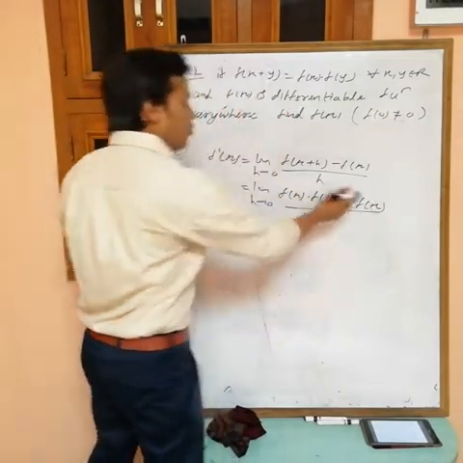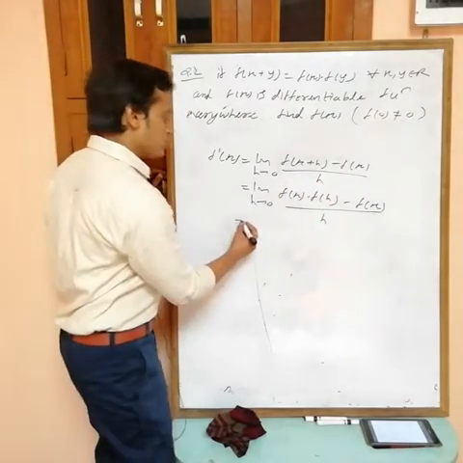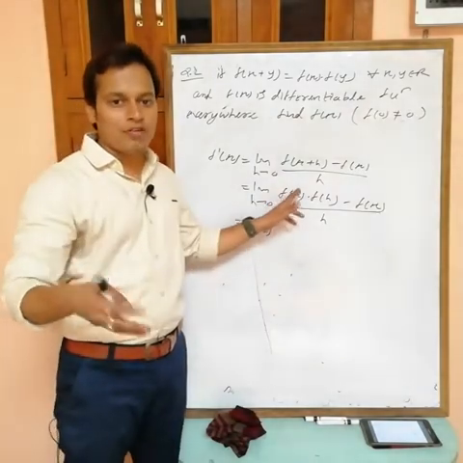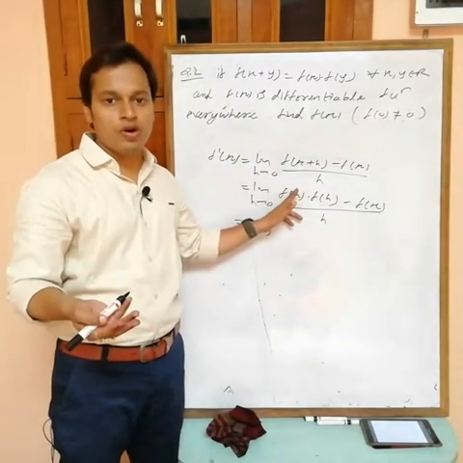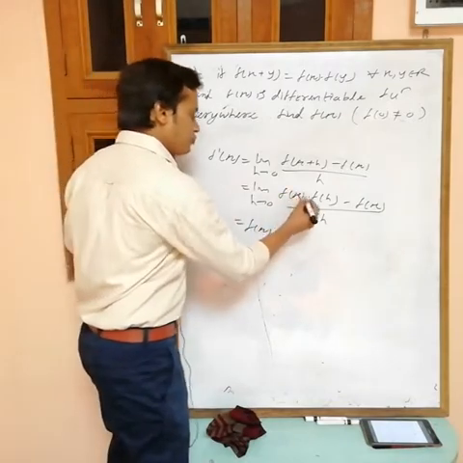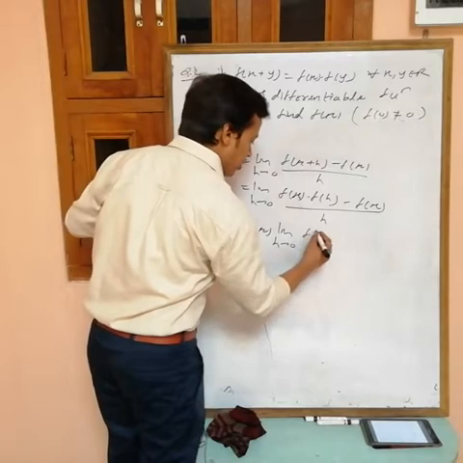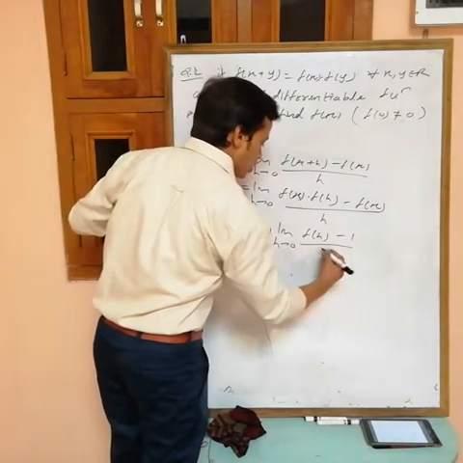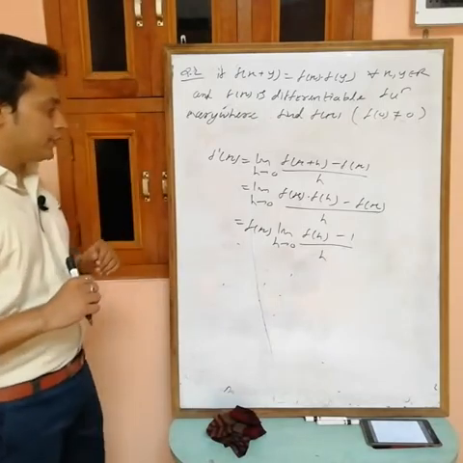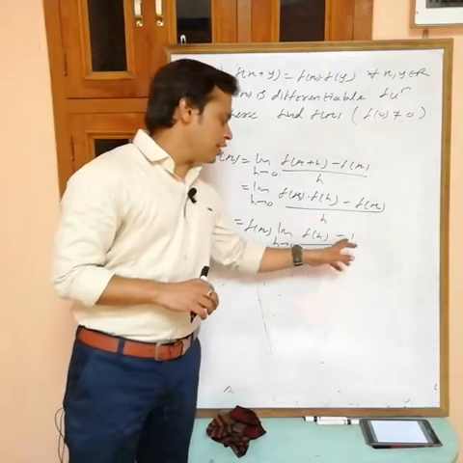In both I have f(x), so I can take f(x) common. If you take f(x) common, what are we getting? f(x) outside, because the limit is for h and f(x) does not depend on h, there is no h in it, so I can write it outside the limit. Then what we have is limit h tending to 0, remaining (f(h) - 1)/h. Now in (f(h) - 1)/h, if I put h equals 0, what are we getting? (f(0) - 1)/0.